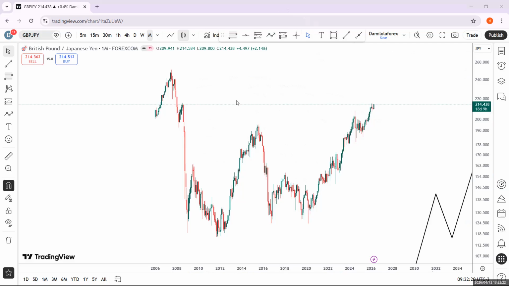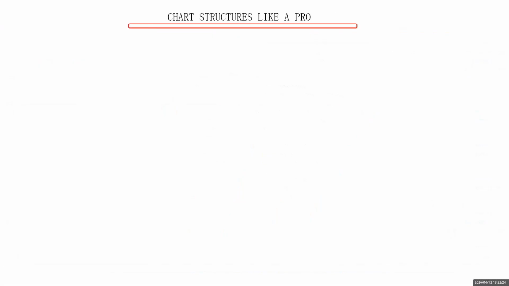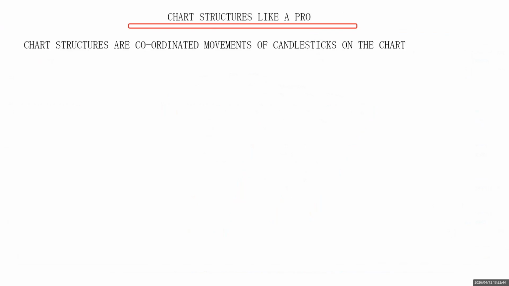So now, going back onto the whiteboard, we can just go ahead and write out the definition that we just talked about, right? That chart structures are coordinated movements of candlesticks on the chart, okay? And it's important to note that with the knowledge of chart structures, you can be able to predict trade. You can be able to place trades.